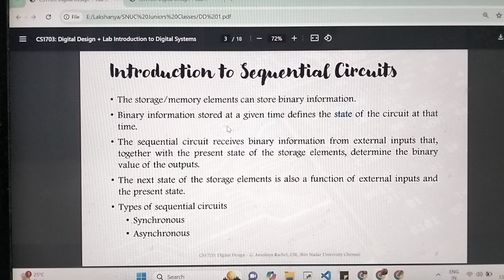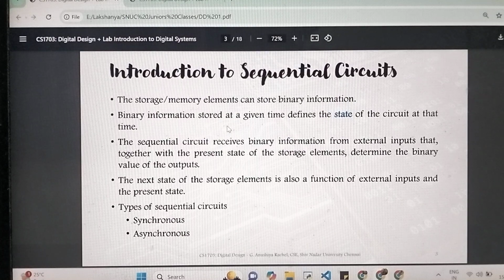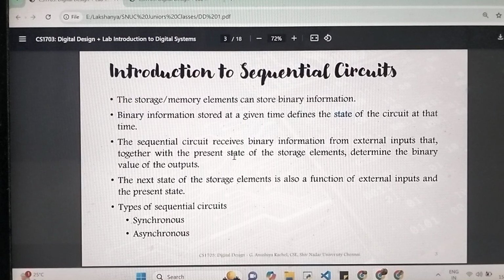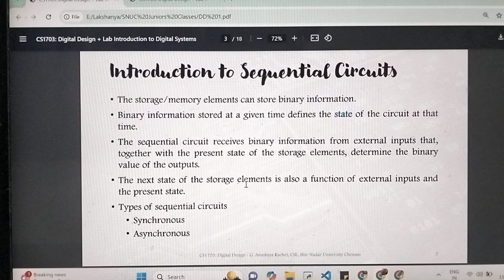It is similar to your input, but the difference being the input, you just give the input and it helps in the computation of the output and the next state. That's all. It is not stored anywhere. The state, however, is stored and used in the computation of the output and the next state. So the state gets stored, the input does not. The input and output do not get stored. So the sequential circuit receives external inputs which together with the present state determine the output. The next state is also a function of the external inputs and the present state. This is what we just saw.